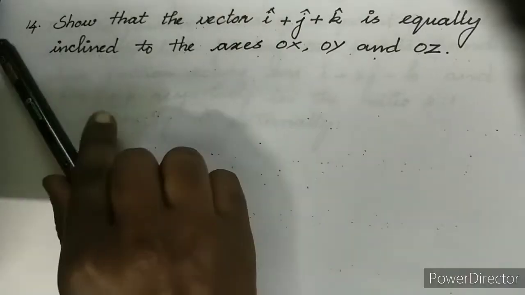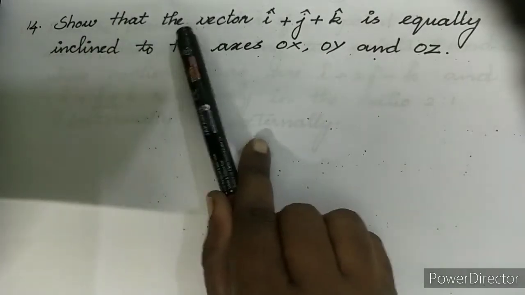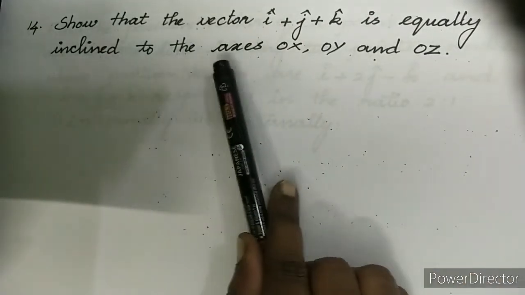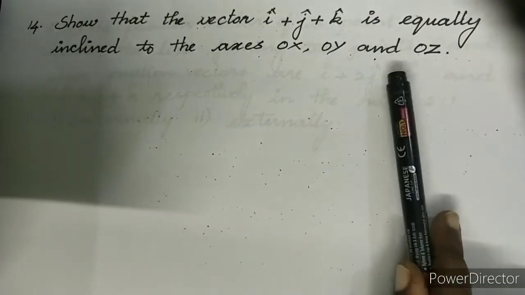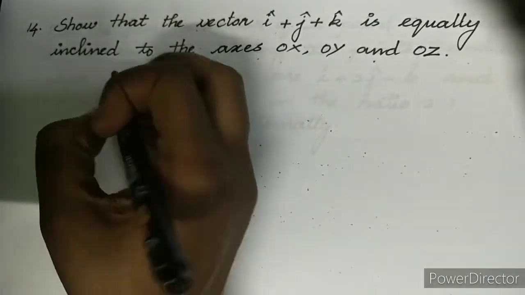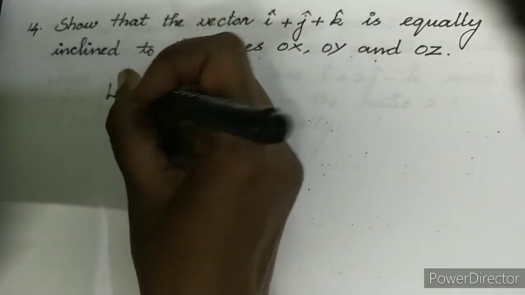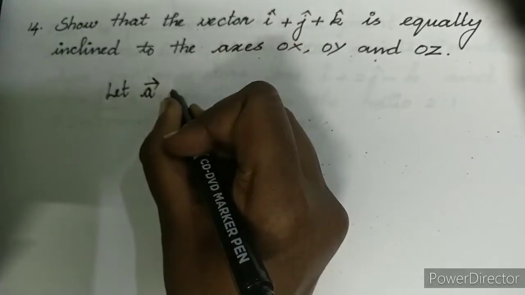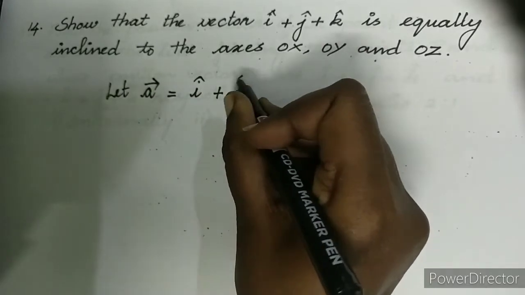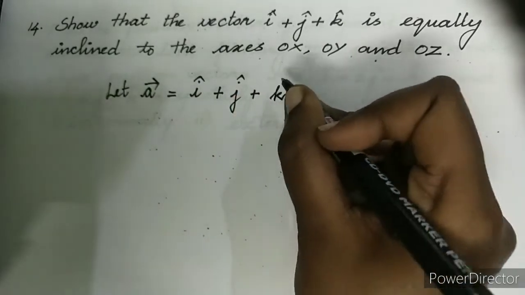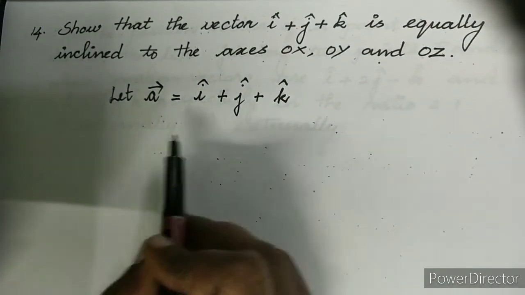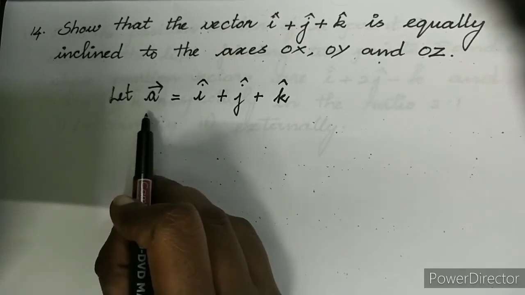Question number 14. Show that the vector i cap plus j cap plus k cap is equally inclined to the axis OX, OY and OZ. Let us consider this vector as A vector. Let A vector equal to i cap plus j cap plus k cap. Then we will find the direction cosine for this vector. Before that, we will find the magnitude of A vector.